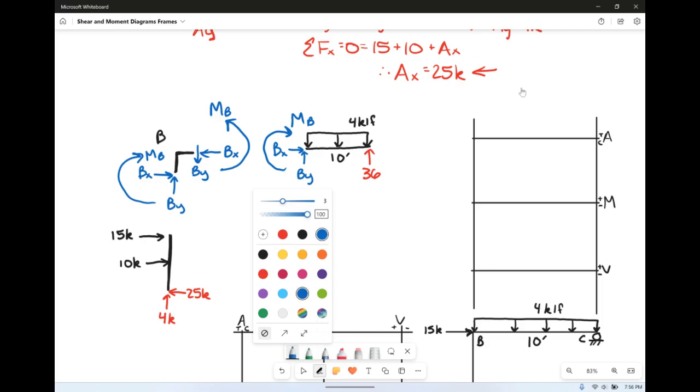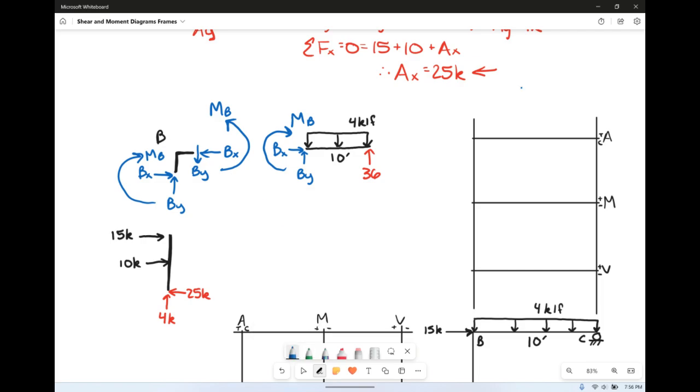Then of course we've got By. If By is going up at B, By has to be going down. If Bx is going over to the right, Bx has to be going to the left. And if the moment at B is going clockwise around, the moment at B over here has to be going counterclockwise. So a little bit messy of free body diagrams right there, but we do want to just break it up.